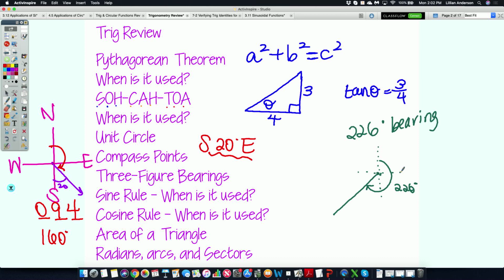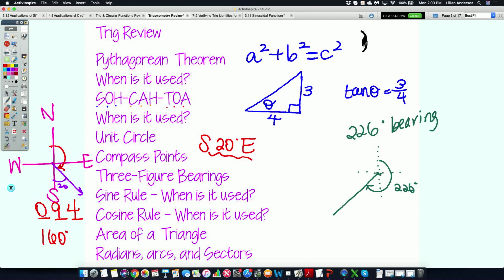One other concept before we get into sine rule and cosine rule is angles of elevation and depression. I don't know why I don't have that in there, because that was the very first of the application problems that you dealt with. Remember, angles of elevation and depression always come from eye level, and eye level is always straight, horizontal, parallel.